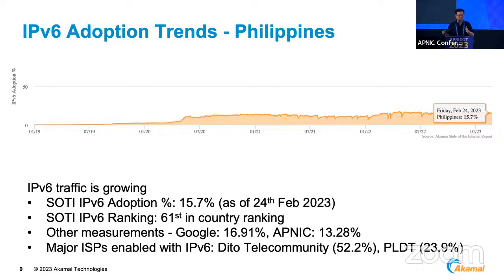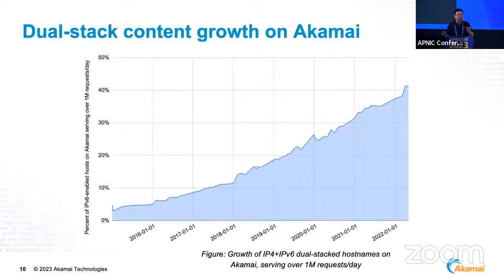And coming back to Akamai, we have been doing dual stack content since 2011. You can see the number of host names for the top 100 customers, those with 1 million requests per day. We are looking into how many dual stack content that we are serving for the top customers.